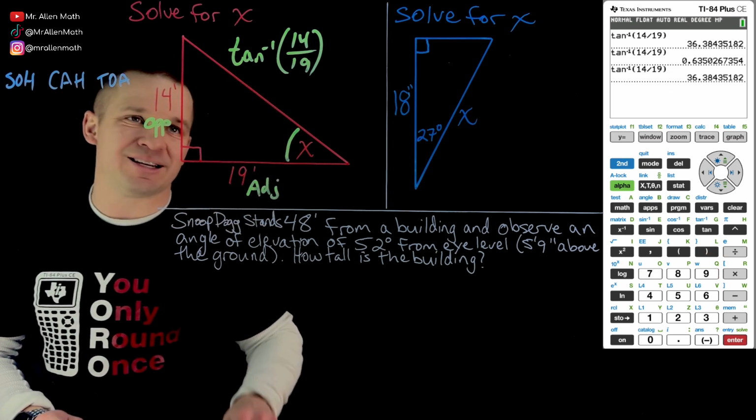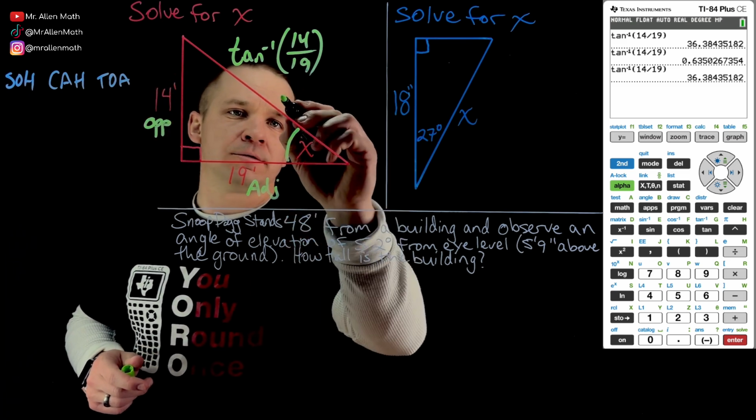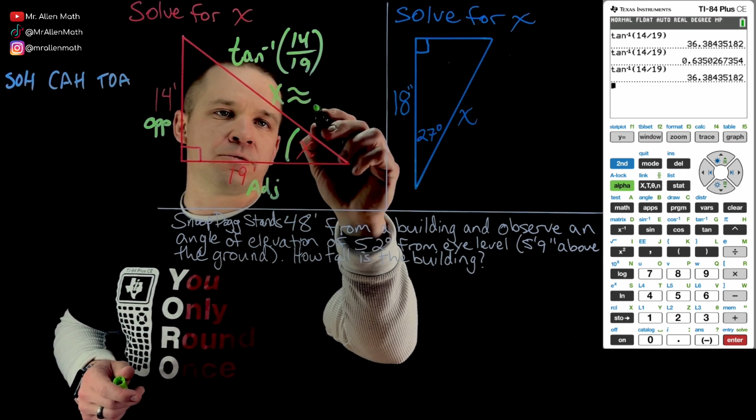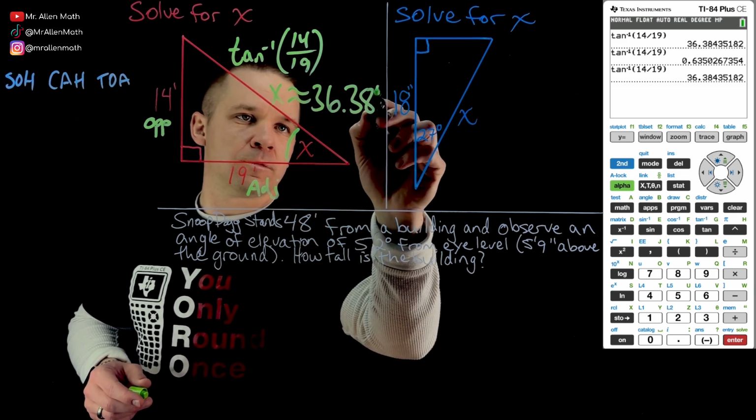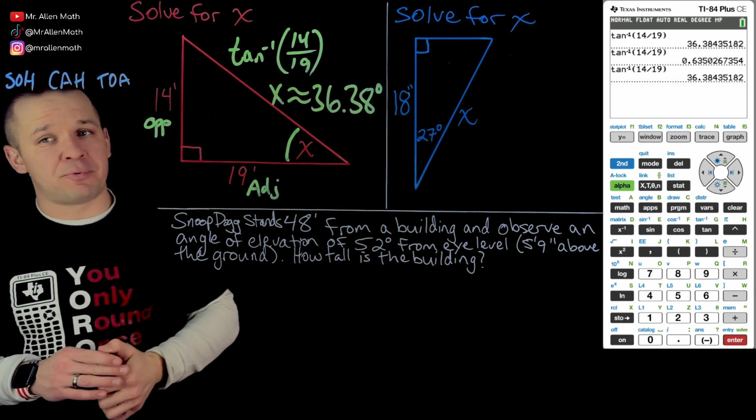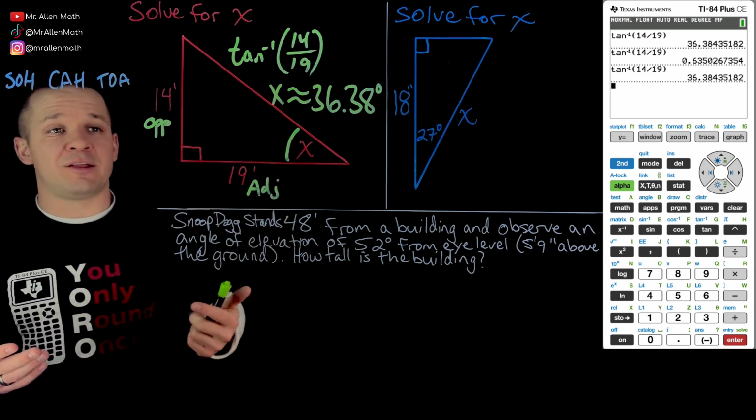So let's jot that down. x equals 36.38 degrees. Usually I do 2 decimal places, so that's what I'm going to do here. But there we go. Cool.